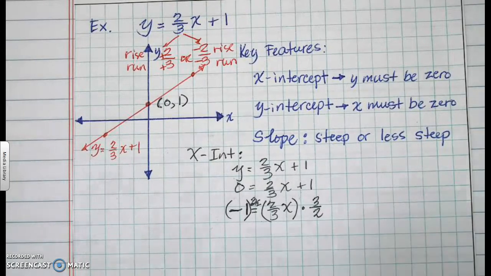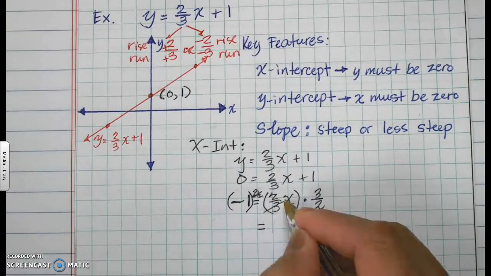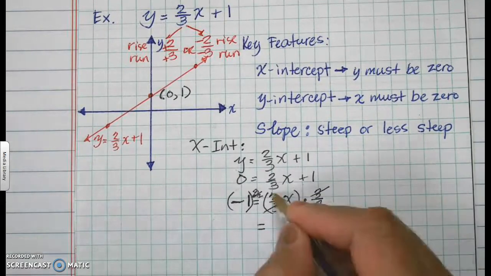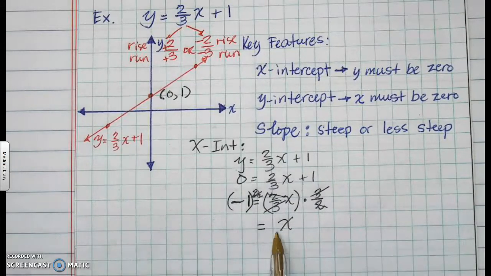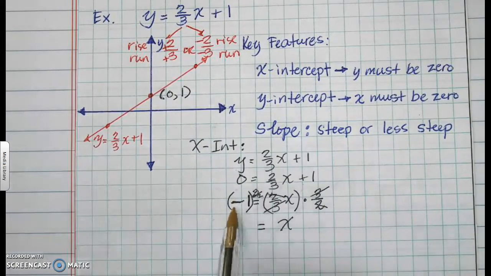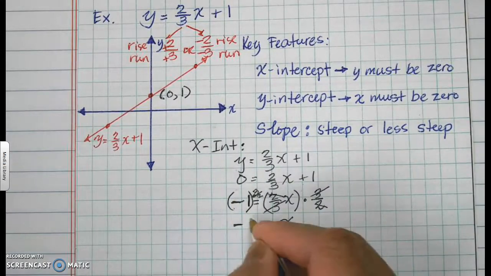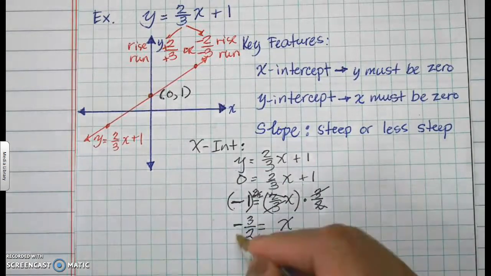All right. So this side now becomes, so this turns to a 1. This turns to a 1. And now you just have 1x. There's a 1 there that I don't have to write anymore. But please understand that they didn't turn to 0. They turned to a 1. And 1 is there. I don't have to write it down. Negative 1 times 3 over 2 is negative 3 over 2. So that is your x-intercept.